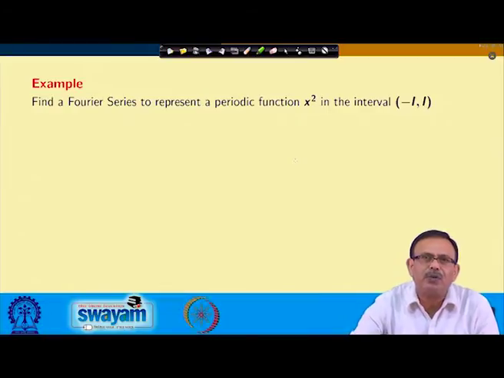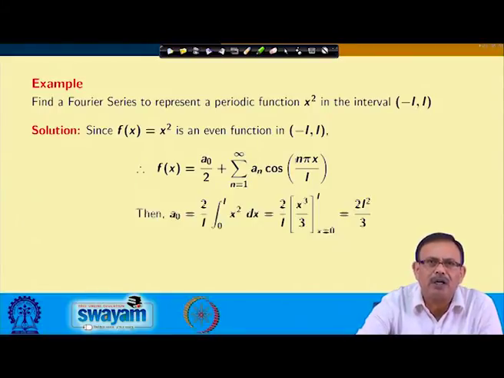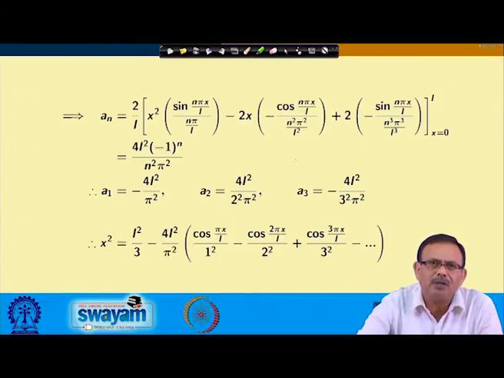So, let us see quickly again whatever we have done. Since f x is an even function, it will consist of cos terms only; a naught and a n will be there. A naught is 2 L square by 3, a n if you calculate is 4 L square into minus 1 to the power n by n square pi square, and a 1, a 2, a 3 are these. So, x square you can write down in this term like this way.